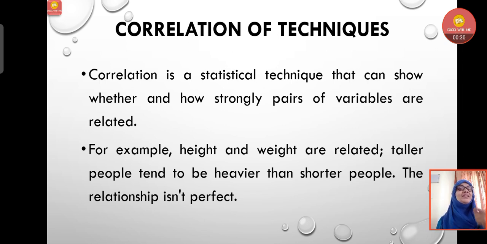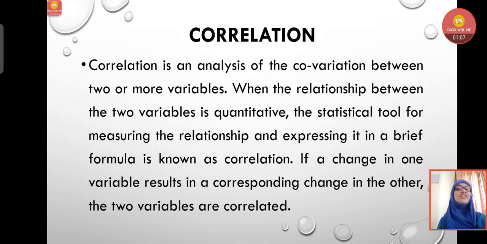Correlation is a statistical technique that can show whether and how strongly pairs of variables are related. When we take any research issue, we are going to test some variables. That means because of this correlation, we will understand the relation between certain variables which we are going to test. For example, height and weight are related. Taller people tend to be heavier than shorter people. The relationship isn't perfect. So to understand about these relationships, we use this correlation of techniques.